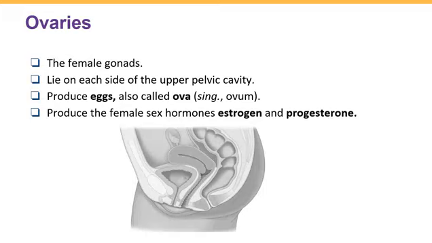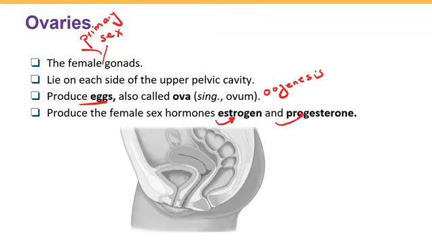In this short video, let's talk about the structure and function of the ovaries. Ovaries are the primary sex organs of the female reproductive system. Why do we call them primary organs? Because they are responsible for producing the eggs, also called ova or oocytes, through a process called oogenesis. They also act as endocrine organs because they produce sex hormones like estrogen and progesterone.